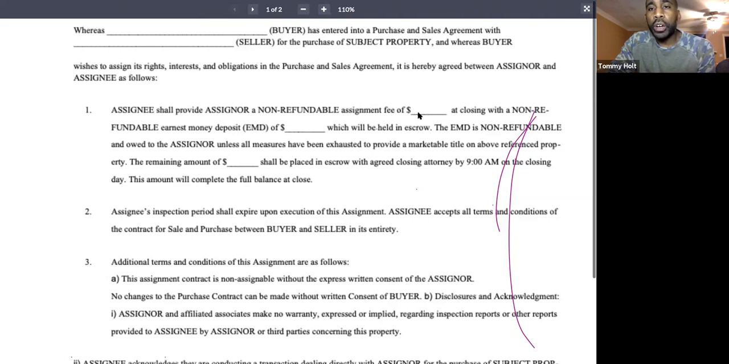The assignment fee of $2,000 in this particular case at closing with a non-refundable earnest money deposit of, I'm sorry, my bad, I took that back. Assignment fee of whatever your assignment fee is. So let's say you want to make $10,000. You're going to put in $10,000 here. This is why I've learned this lesson the hard way, where, number one, you don't qualify your buyers, which we're going to talk about later.